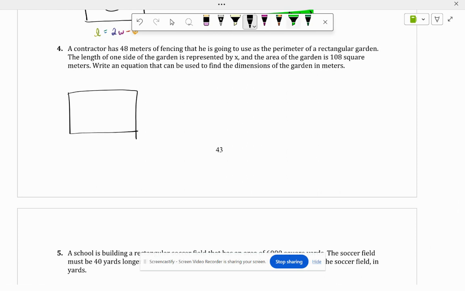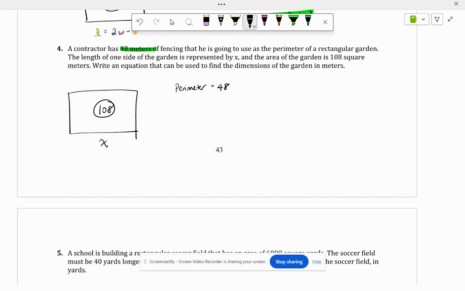Number 4. A contractor has 48 meters of fencing that he is going to use as the perimeter of a rectangular garden. 48 meters of fencing. Now, this is not like the area problems because fencing is perimeter. So the perimeter, I'm going to make a little note, will equal 48. The length of one side of the garden is represented by X. The area of the garden is 108 square meters. Write an equation that can be used to find the dimensions of the garden in meters.